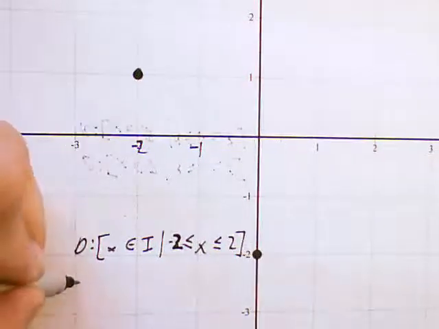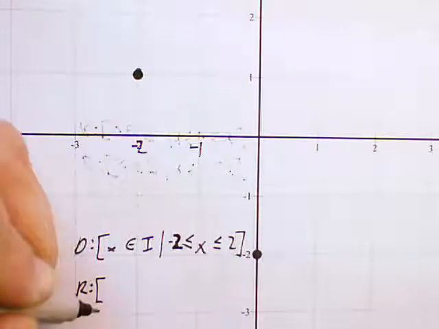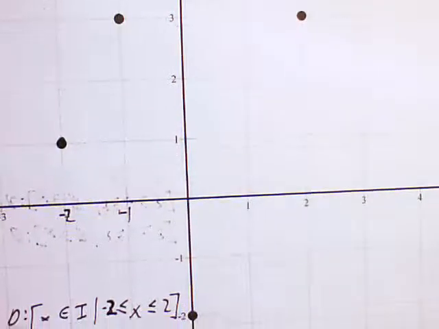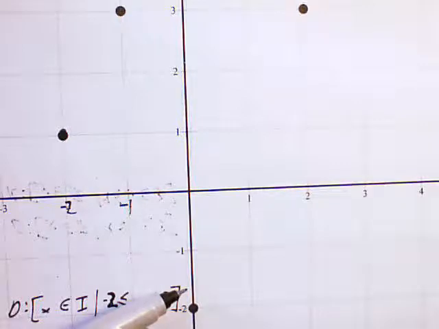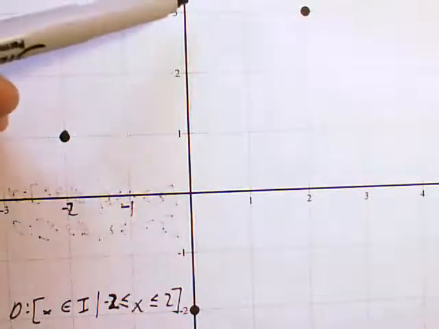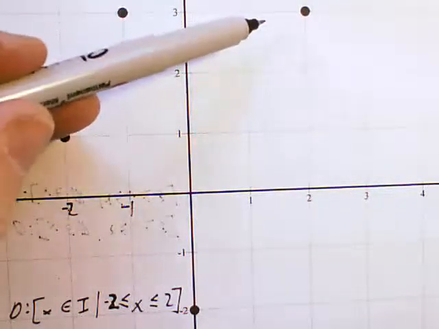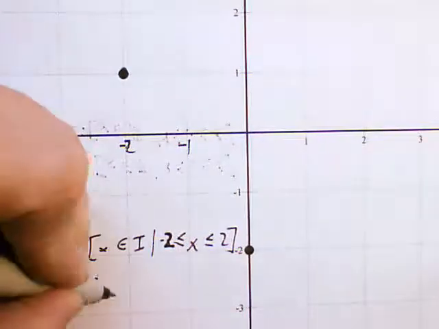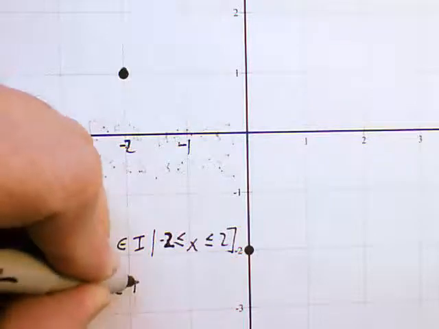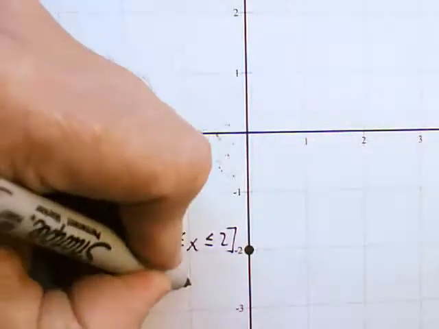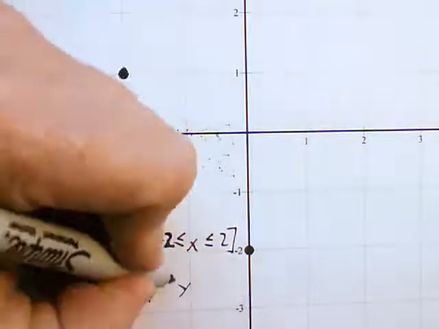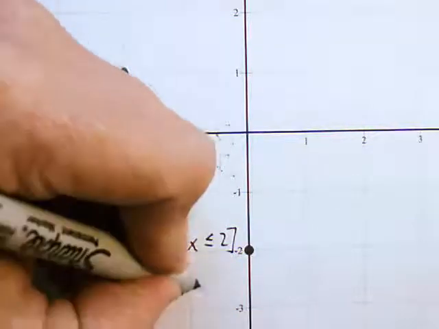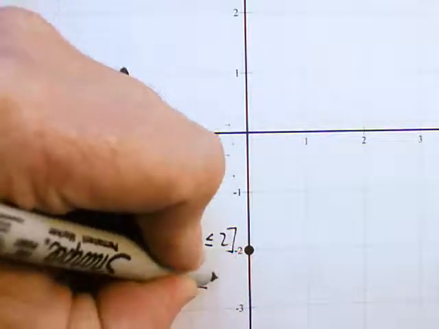My range, smallest y value I have is -2. The biggest y value I have is 3 for these two guys up here. My range will be y is an element of the integers such that y is greater than or equal to -2, less than or equal to 3.